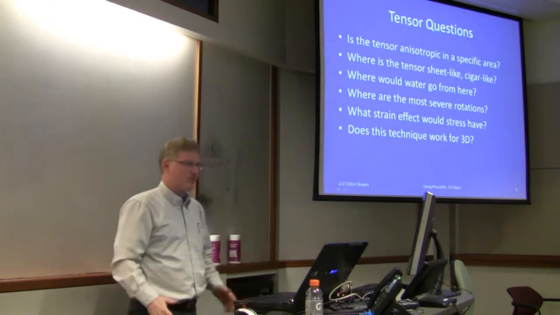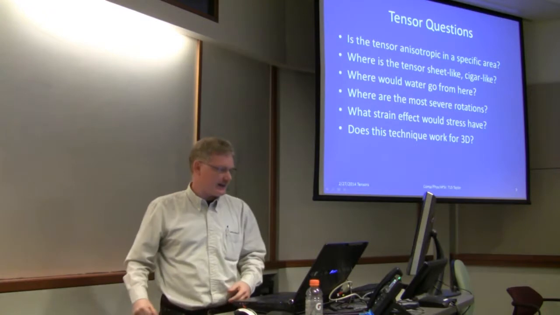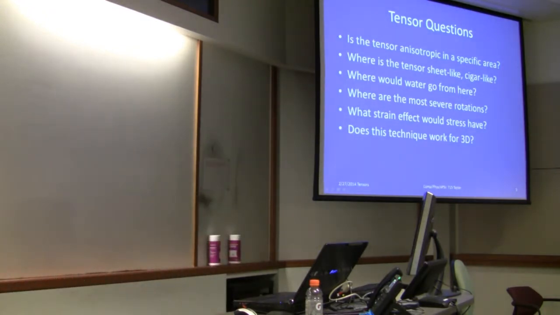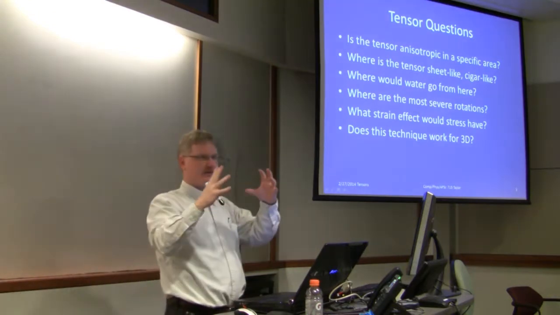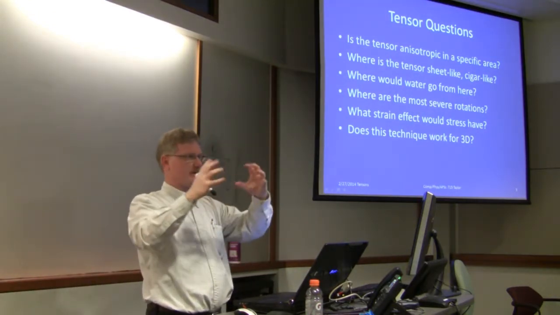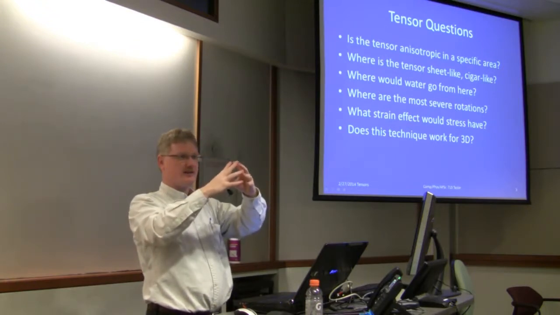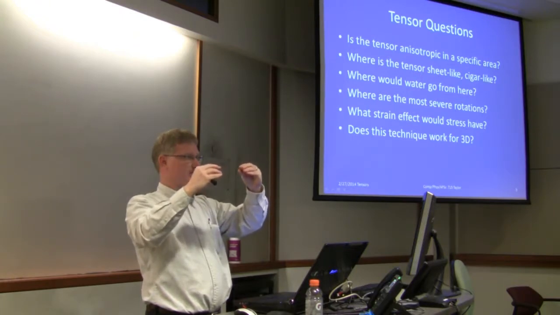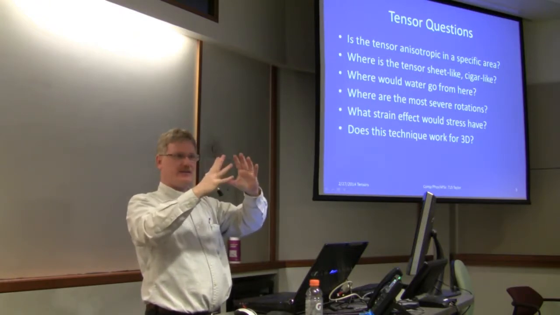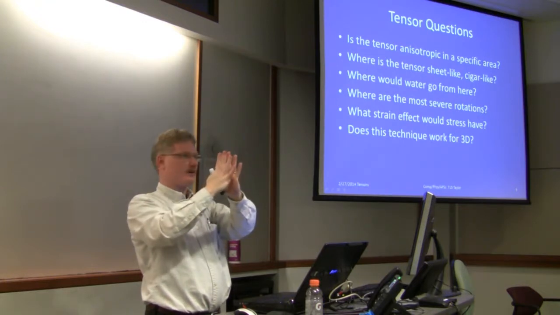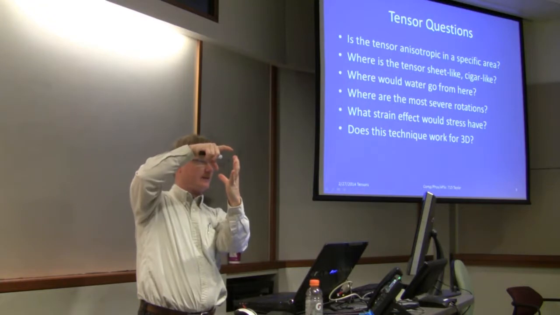All right, so some questions that we can ask about tensor fields. Is it anisotropic in a specific area? So what's that mean? So isotropic means the same in every direction, right? And so if one of these ellipsoids is a sphere, it can get smaller or bigger, but doesn't change its shape. Anisotropic, there's two kinds in 3 space. There's stretching into a cigar shape, where there's one large eigenvalue and two small eigenvalues. And then there's one where it turns into a pancake, where there's one small eigenvalue and two large eigenvalues.